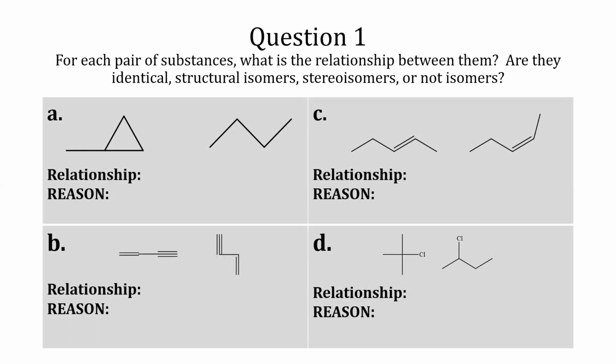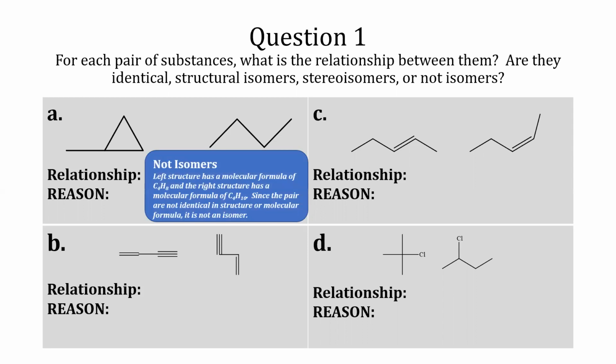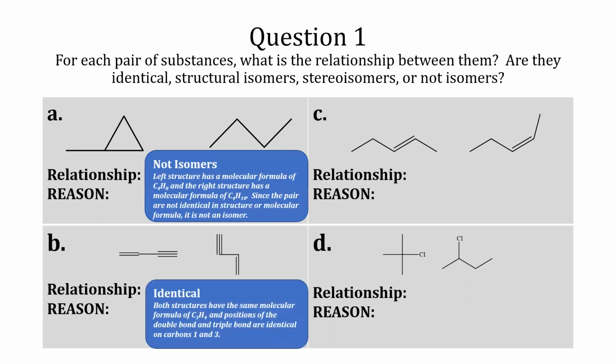Questions 1 to 3 ask, for each pair of substances, what is the relationship between them? Are they identical, structural isomers, stereoisomers, or not isomers? 1A are not isomers because the left structure has a molecular formula of C4H8 and the right structure has a molecular formula of C4H10. Since the pair are not identical in structure or molecular formula, it is not an isomer. 1B are identical because both structures have the same molecular formula of C3H4 and positions of the double bond and triple bond are identical on carbons 1 and 3.